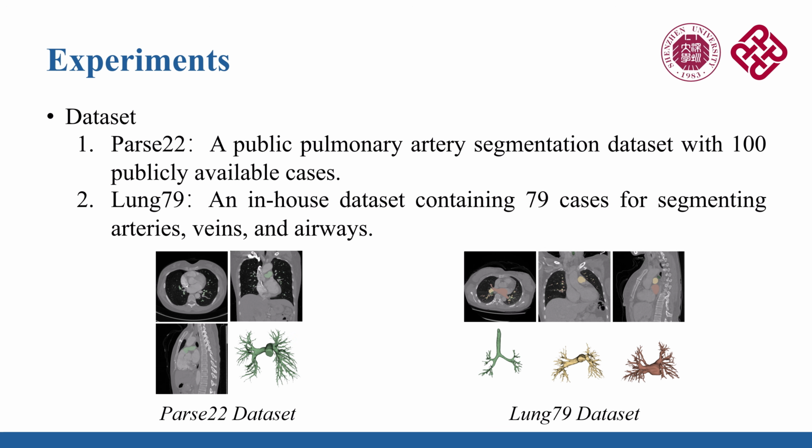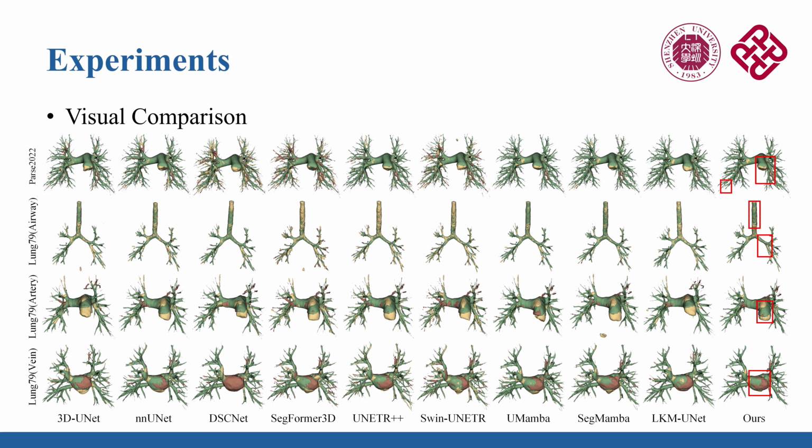In the experimental section, we used 3D pulmonary CT datasets. The first one is PARS-22, a public dataset for pulmonary artery segmentation. In this work, we use 100 publicly available cases from this dataset. The second one is Lung-79, our in-house dataset, which contains 79 CT scans for simultaneously segmenting 3 structures: arteries, veins, and airways. Here we present the visual comparison results between our method and other state-of-the-art methods.